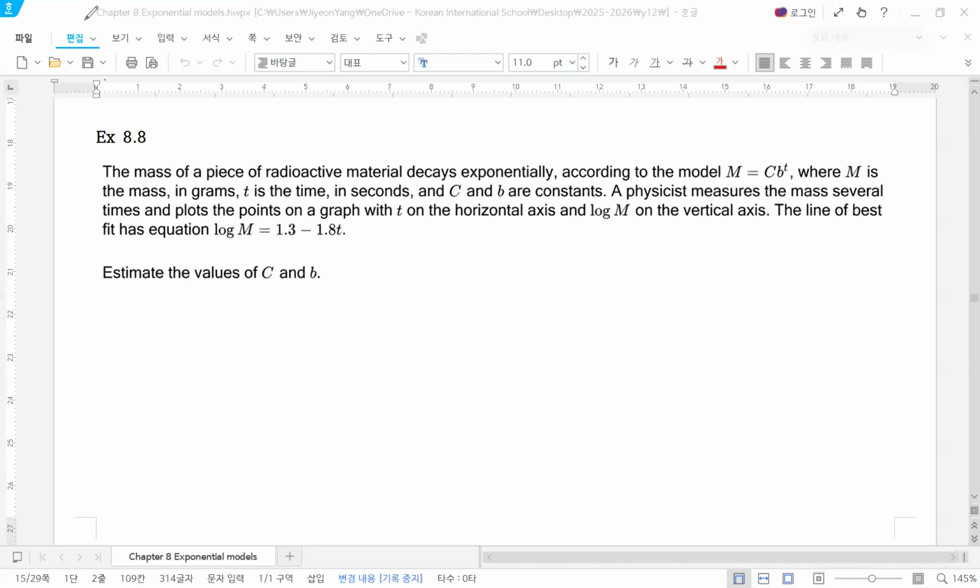Okay, Jason Tao, please read this question. According to the model, m equals c times a to the power of t, where m is the mass in grams, t is the time in seconds, and c and a are constants. Wait for a sec, students. So they say radioactive decays, right? Decays. Let's analyze this model first.